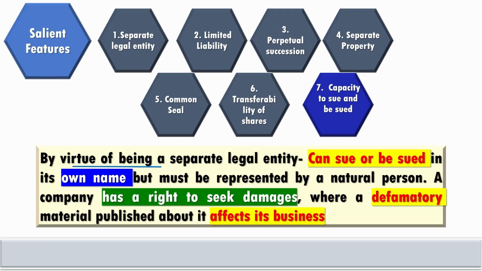On the strength of its separate legal entity, a company can sue others, and it can also be sued by others, but it has to be represented by a natural person. A suit for damages against defamation could also be filed by a company if any published material affects its business.